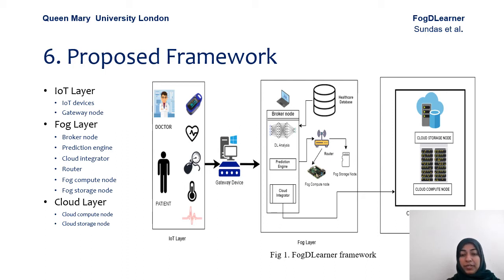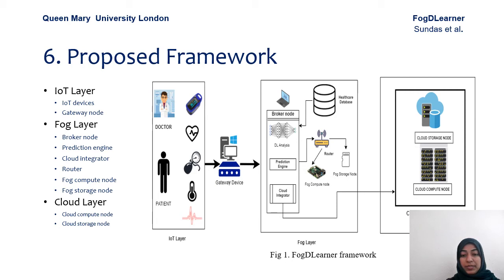Router is an intermediate device that will send data to the fog compute node or fog storage node. Fog compute node is a device that has an already trained recurrent neural network on it. It will receive the data that is sent for processing and analysis, process it, and give its prediction results. Fog storage node is used to store data at the fog layer.